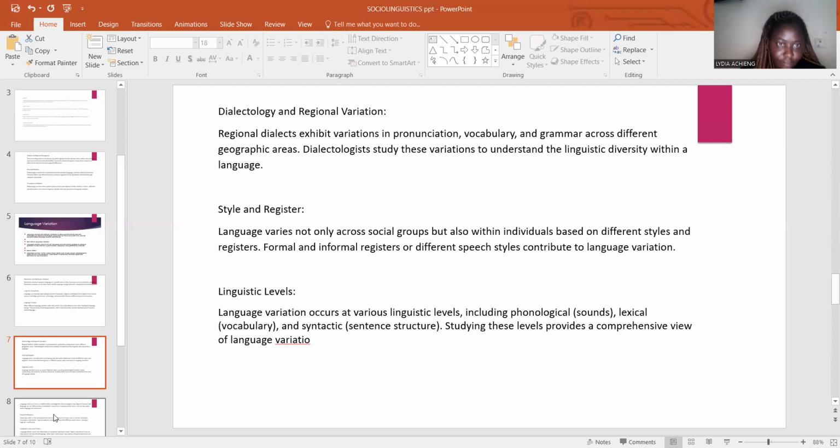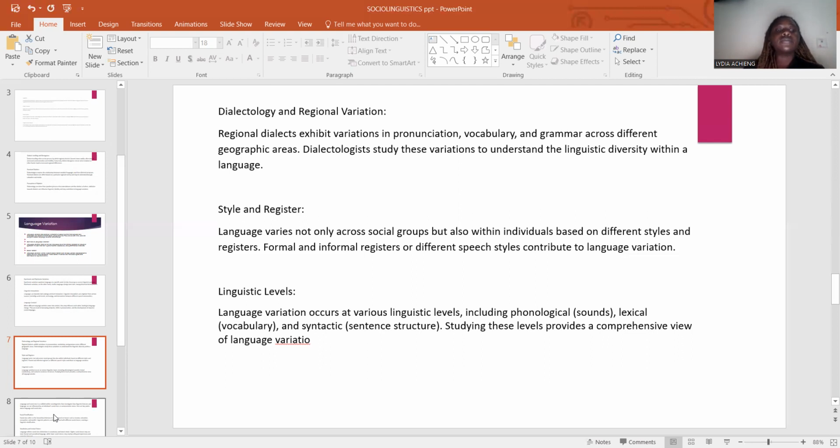Style and register. Language varies not only across social groups, but also within individuals based on different styles and registers. Formal and informal registers or different speech styles contribute to language variation.